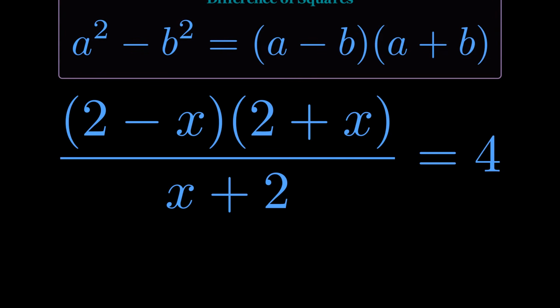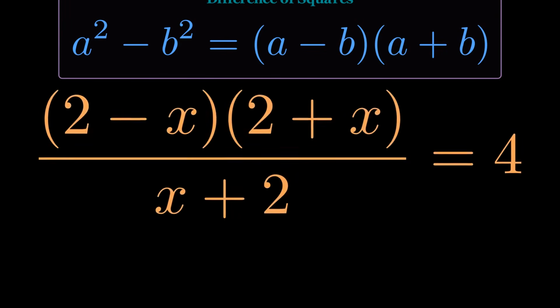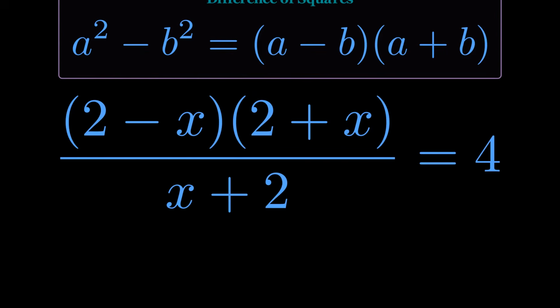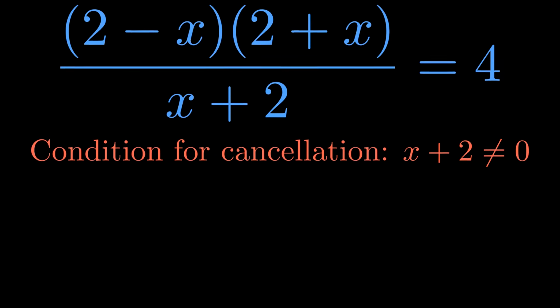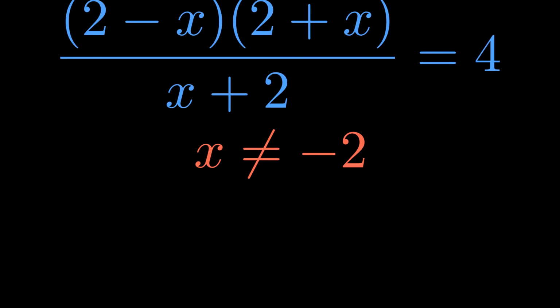Applying this with a as 2 and b as x, we factor the numerator into 2 minus x times 2 plus x. Now, we see a common factor in the numerator and denominator. Our instinct is to cancel them. However, this action is not free. We are only allowed to cancel a factor if it is not equal to 0. This introduces a critical restriction on our variable x. This means that whatever solution we find, it absolutely cannot be -2. With this condition established, we can proceed with the cancellation.